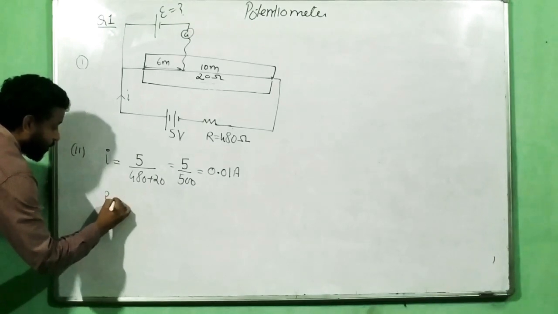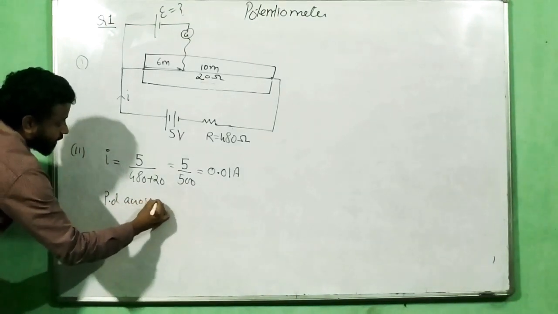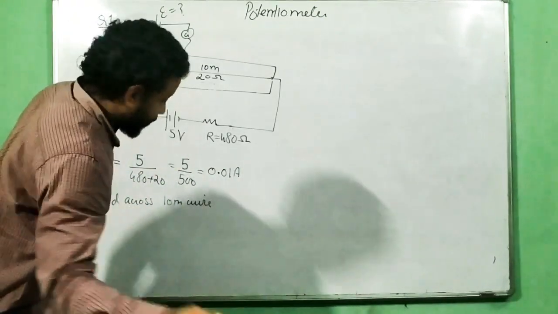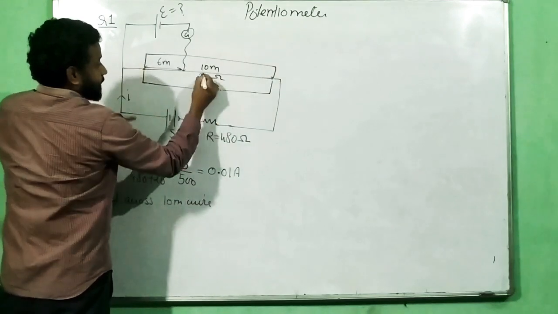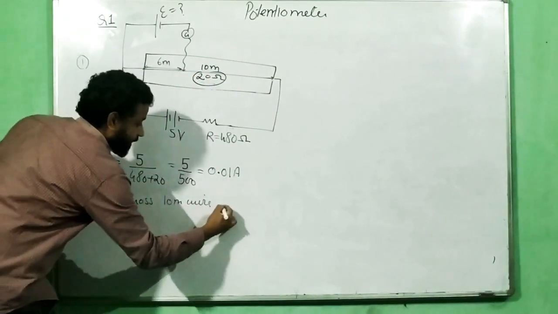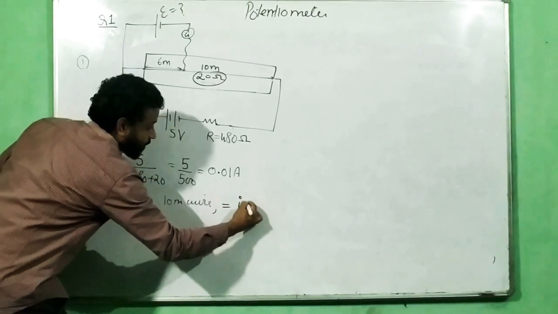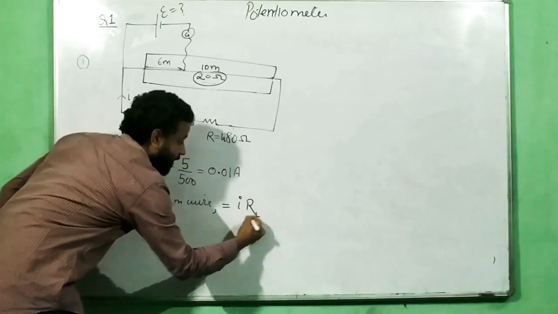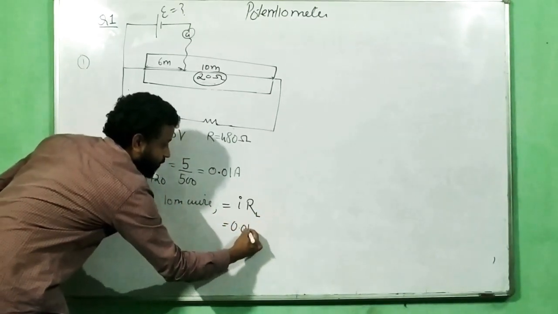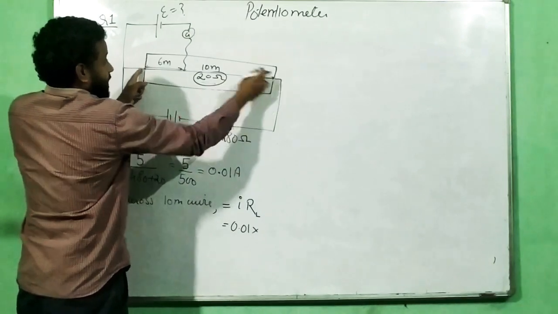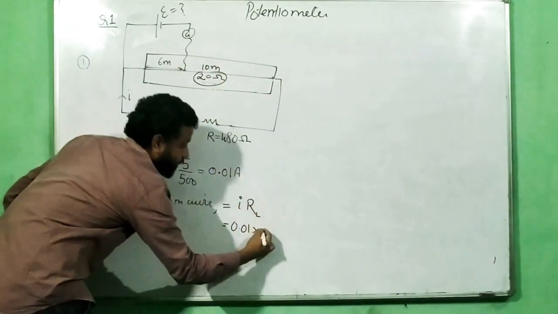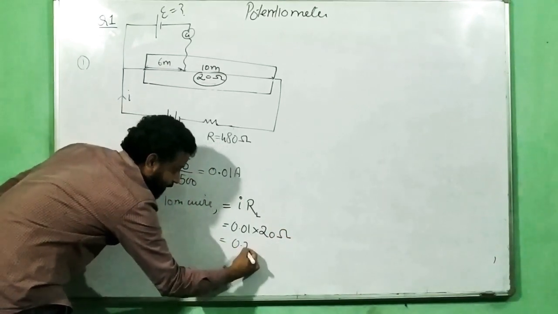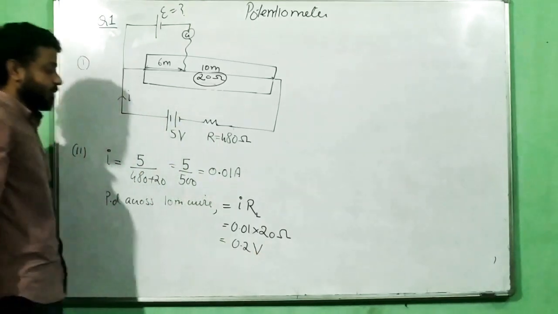So what is the potential drop across 10 meter wire? Potential drop across 10 meter wire, that means this one. What is the resistance of this? 20 ohm. That is equal to I times R, R of the total length. So I is 0.01 and the total length has a length of 10 meter which has a resistance of 20 ohm. So this is 20 ohm and that will give you 0.2 volt.